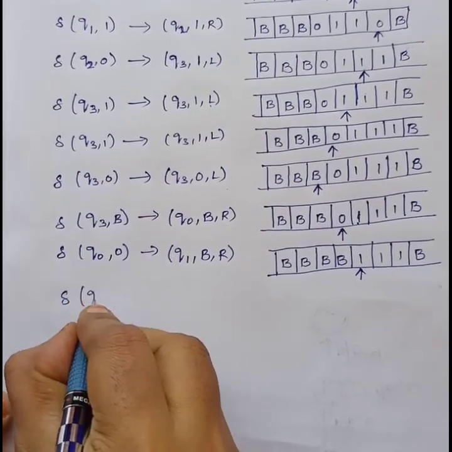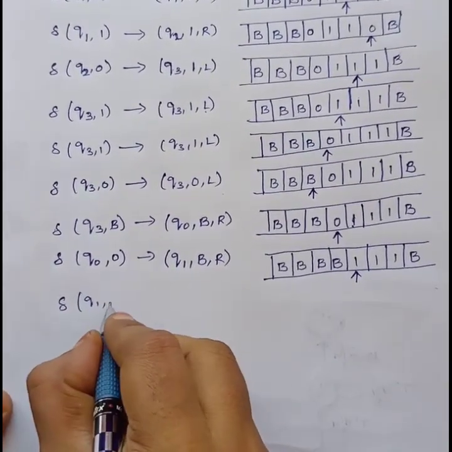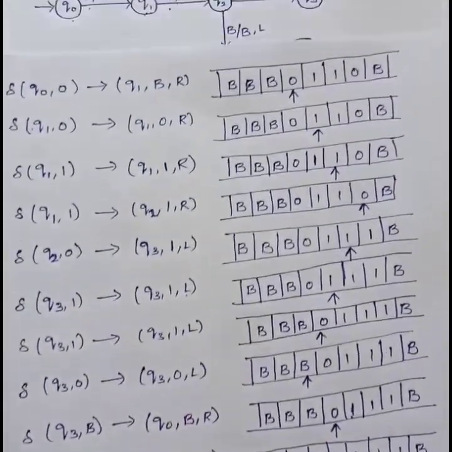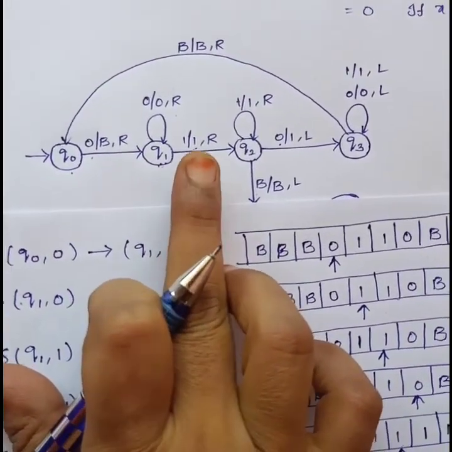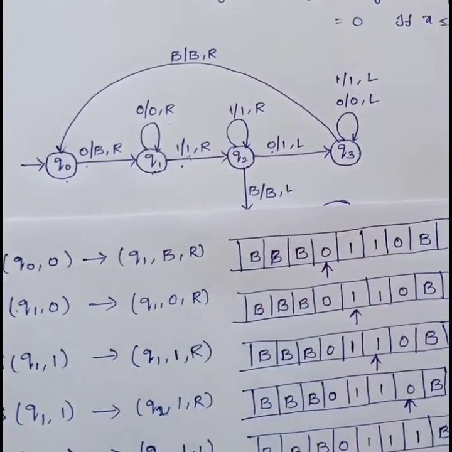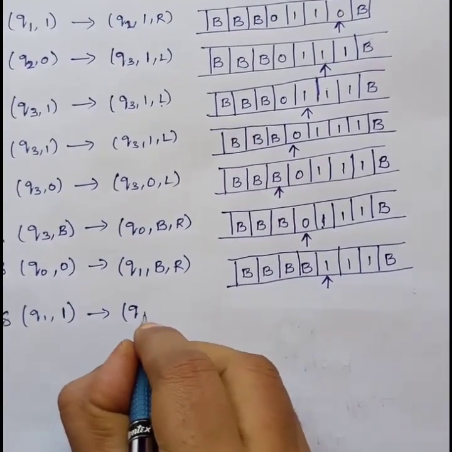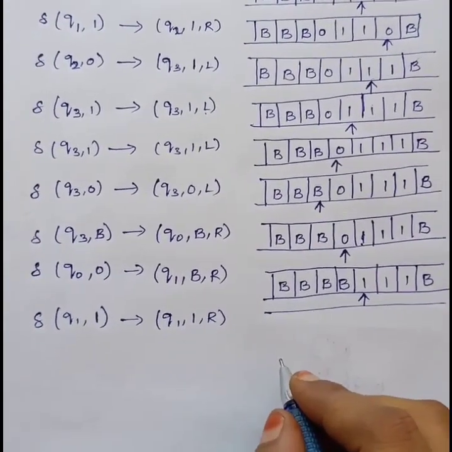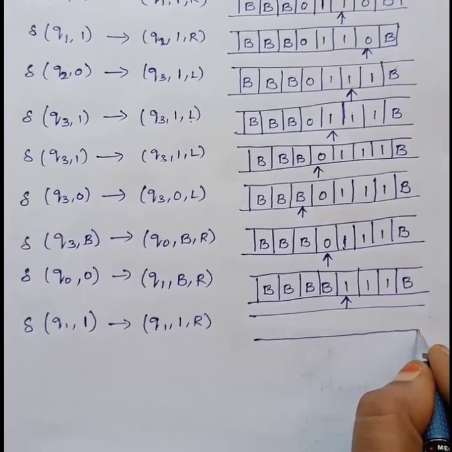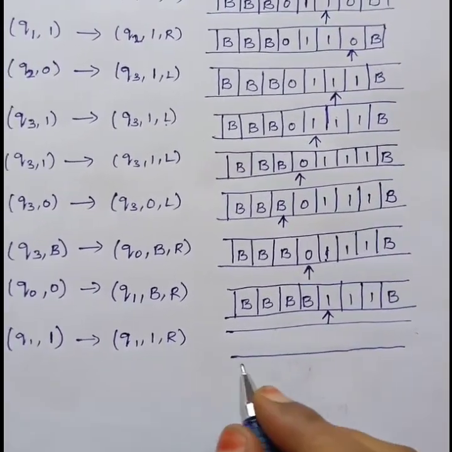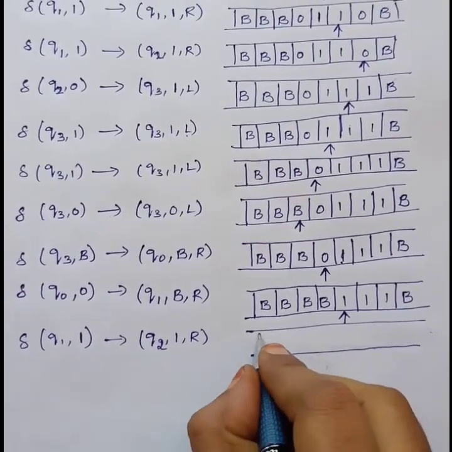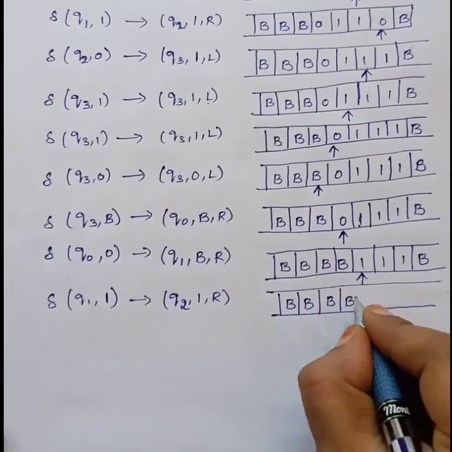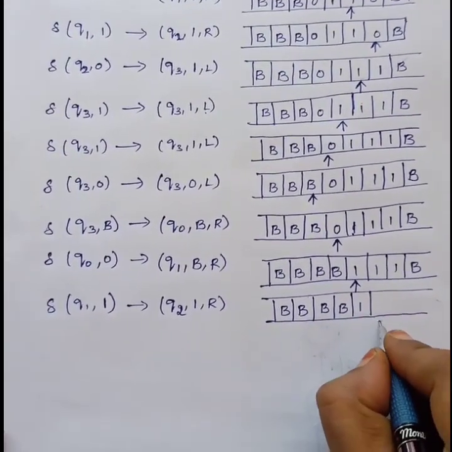Now in Q1 state, what is the input? 1. So in Q1 state, if I get 1, it is rewritten as 1 itself and moving to right again. Q1 state, 1 is rewritten as 1 and moving to Q2 state. One as it is and moving to right.